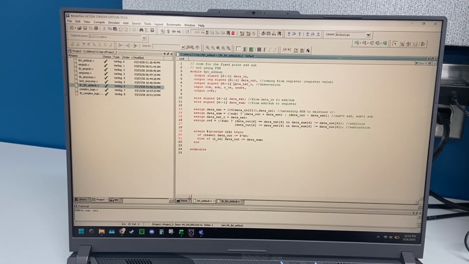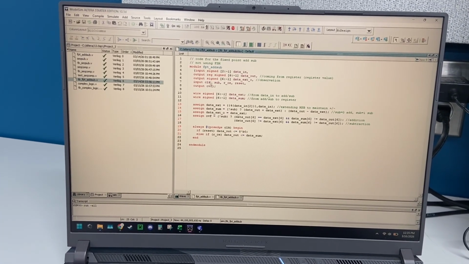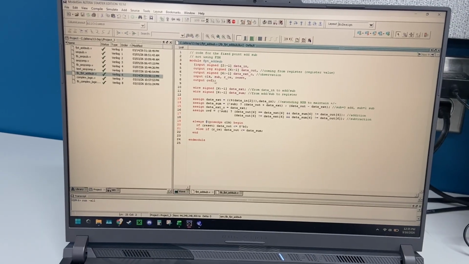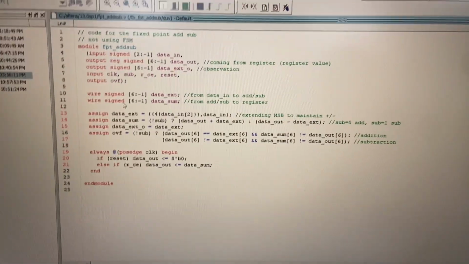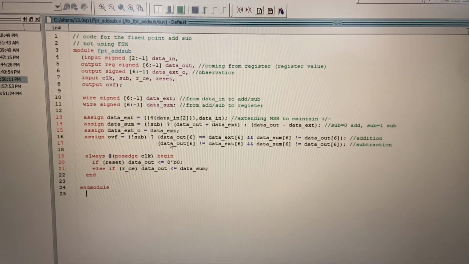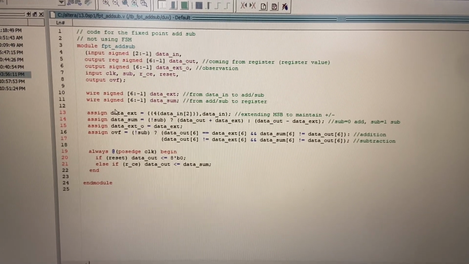4-bit data in, an 8-bit data out, clock, sub, RCE, reset, overflow, and some signed wires. Down here we can see that we have the assignment logic for the extension.